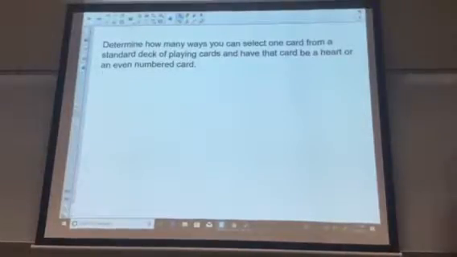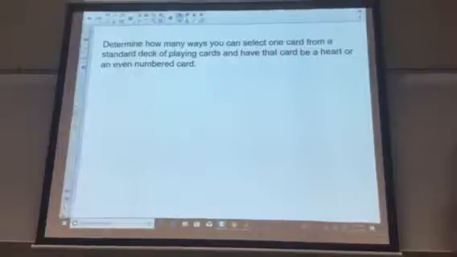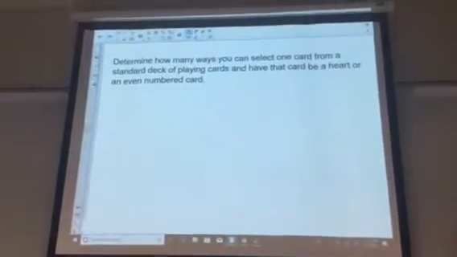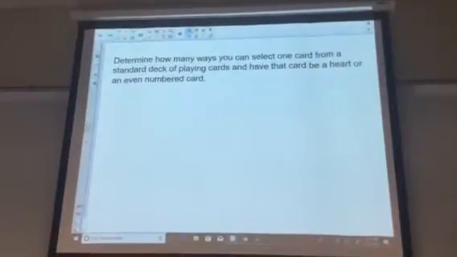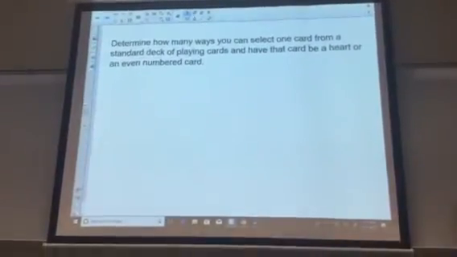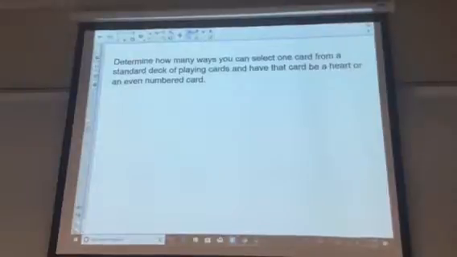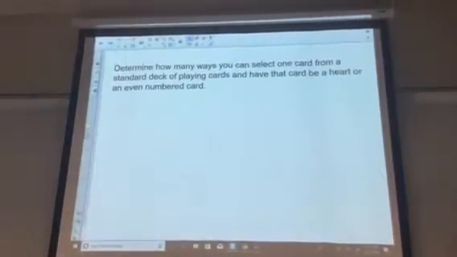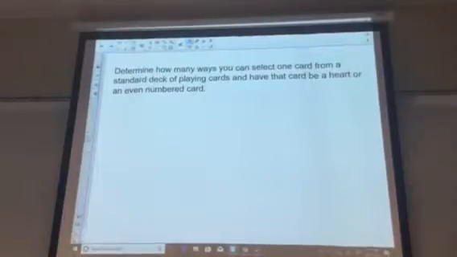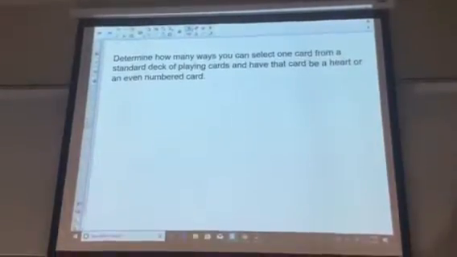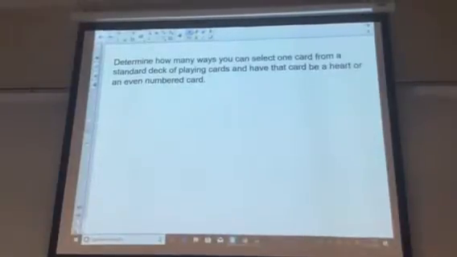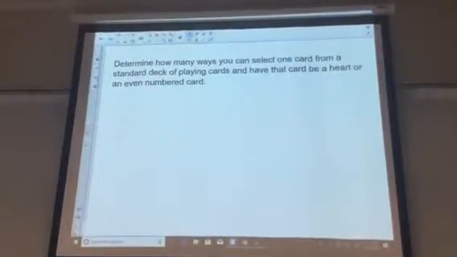So here, determine how many ways that you can select one card from a standard deck of playing cards and have that card be either a heart or an even numbered card. Now there's a further subdivision, because now we've got a subdivision of numbered cards. So we need to know how many numbered cards there are, then we need to go back and find out what the even numbered cards look like. So this involves an or statement.